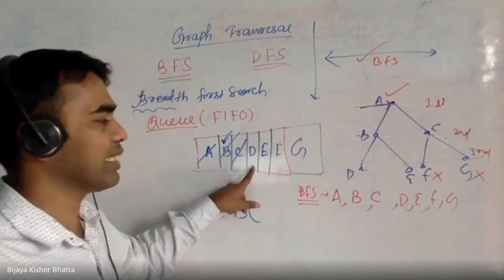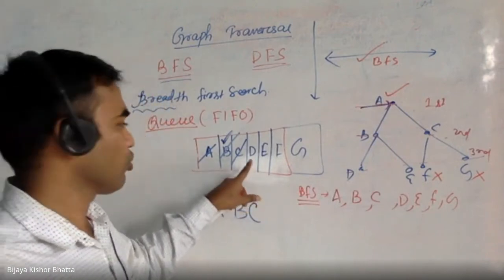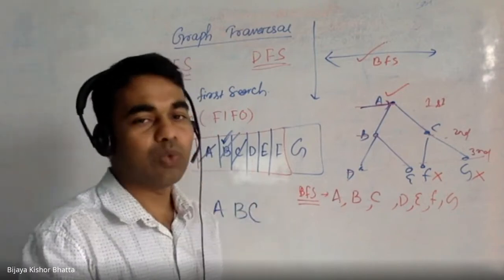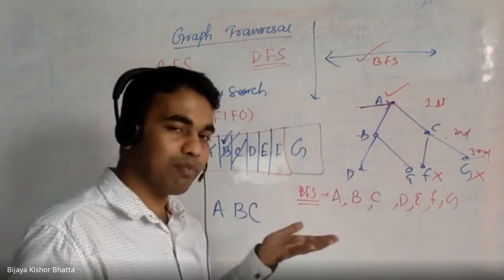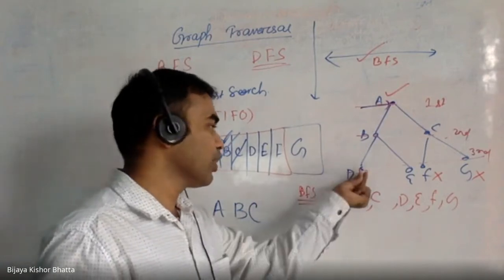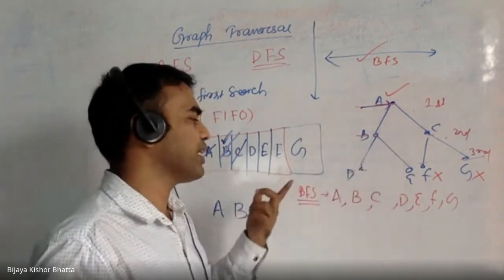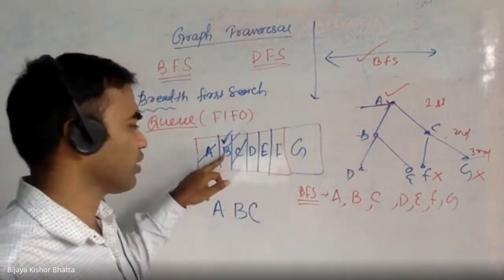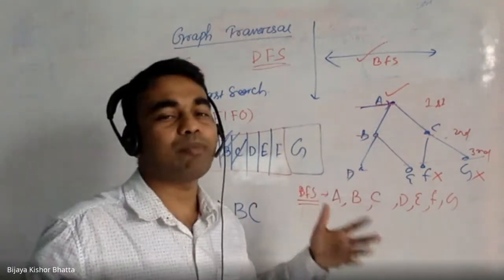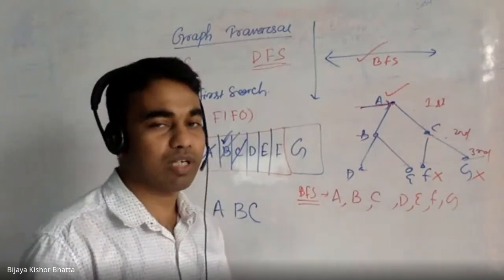D is the next element from the front. Whenever I go for D, what is the thing I need to do? I need to check the same thing. Who all are the adjacencies of D? There is only one adjacency, which is B, and B is already covered. That means D does not have any new adjacency vertices.